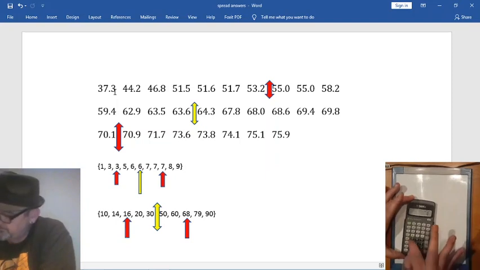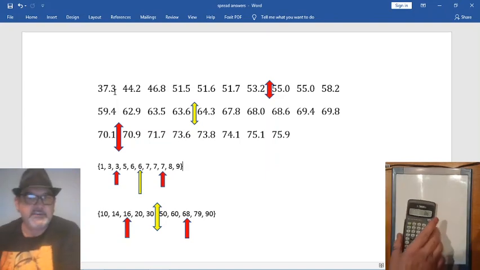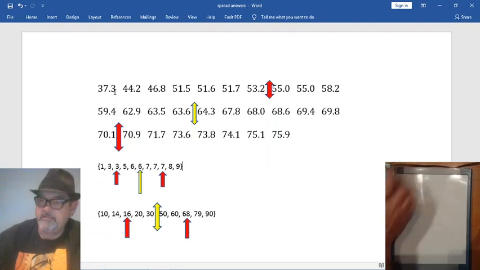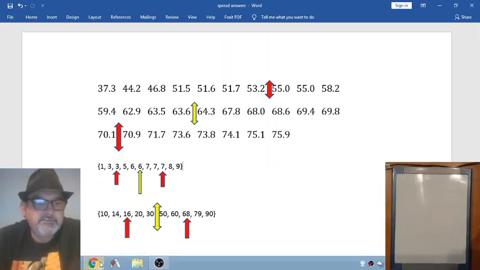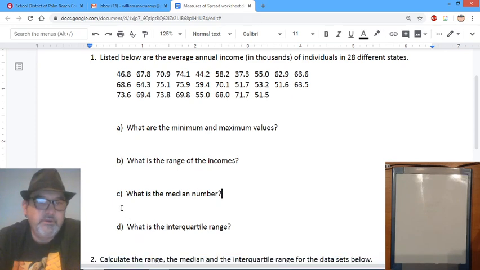So what do we got? 75.9 minus 37.3, 38.6. So our range would be 38.6. Next question was, what is the median?